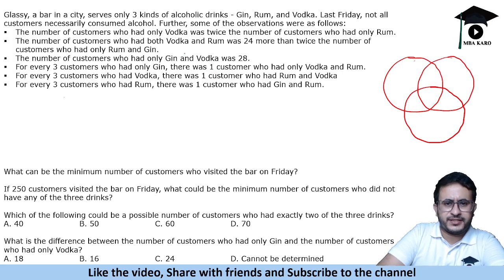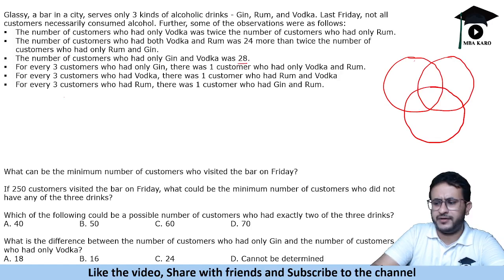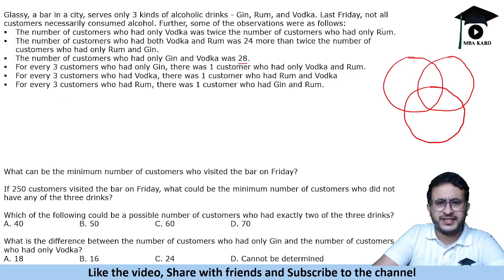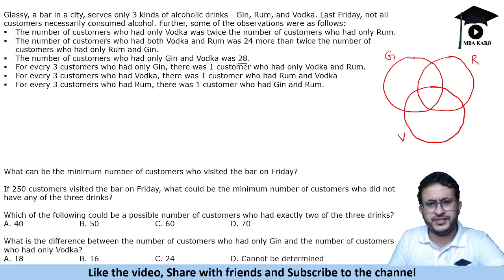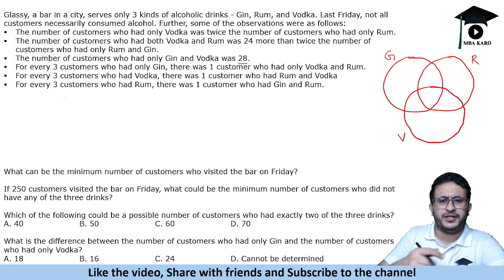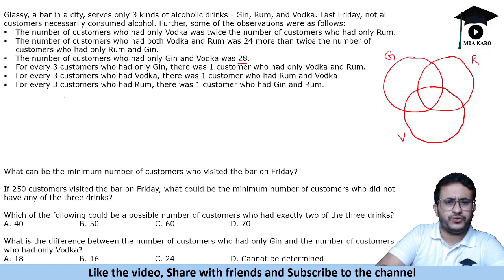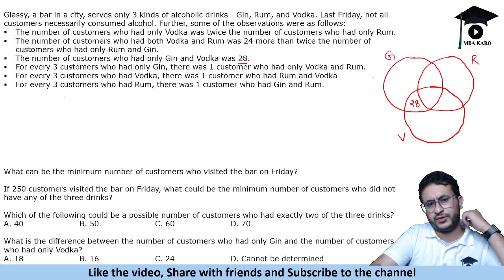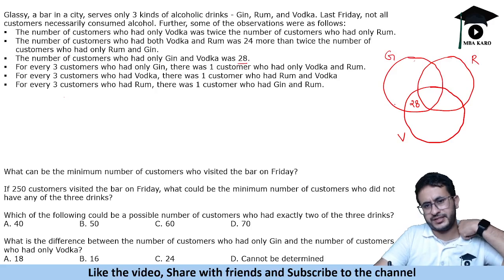So now if you see the numbers, one number is given as 28. So let's put the values here. It says gin, rum and vodka. Okay, so these are the values, gin, rum and vodka that we have taken. Now one of the values that is given, who had only gin and vodka, was 28. Only gin and vodka, this number is given as 28. I think this is the only number which is given to us, right?